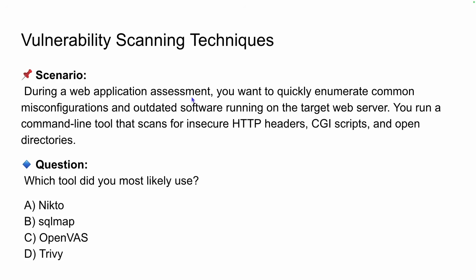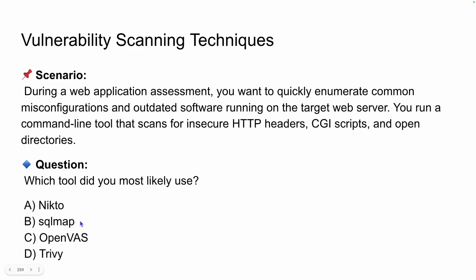During a web application assessment, you want to quickly enumerate common misconfigurations and outdated software running on a target web server. So there you go. You run a command line tool that scans for insecure HTTP headers, CGI scripts, and open directories. That's Nikto all the way.